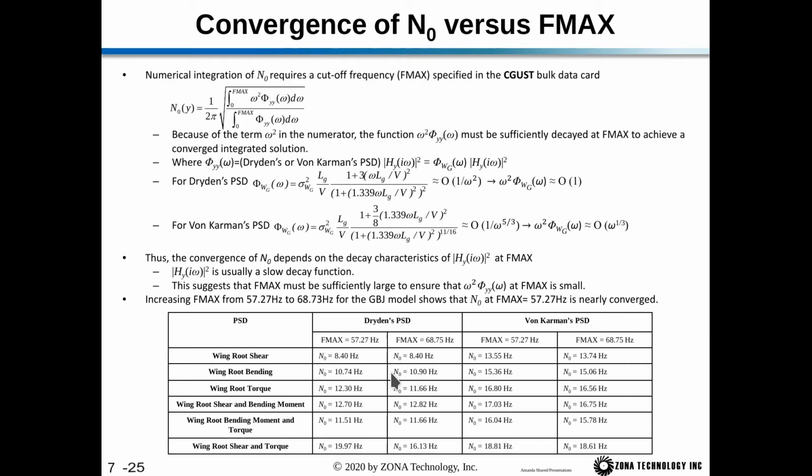So if we compare for Dryden's PSD, wing root shear, this value is unchanged. Wing root bending, N naught slightly increases. Wing root torque, it is similar, and so on. And then if we look at von Karman's, we can see that the values are very similar. So this tells us that our Fmax value of 57 Hz is sufficient.